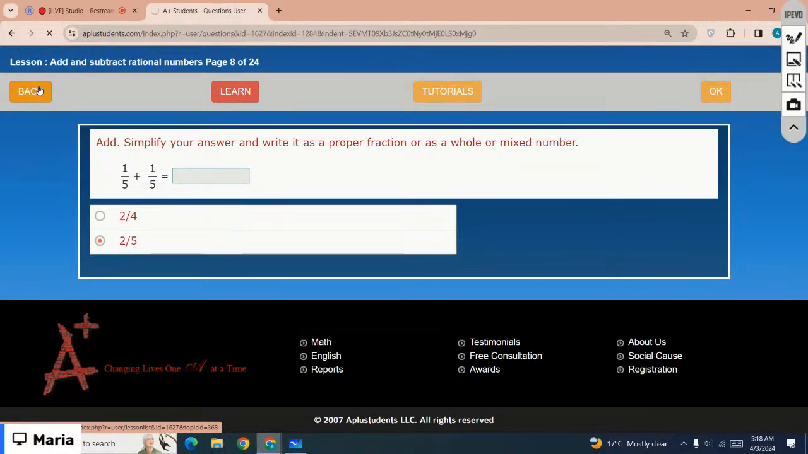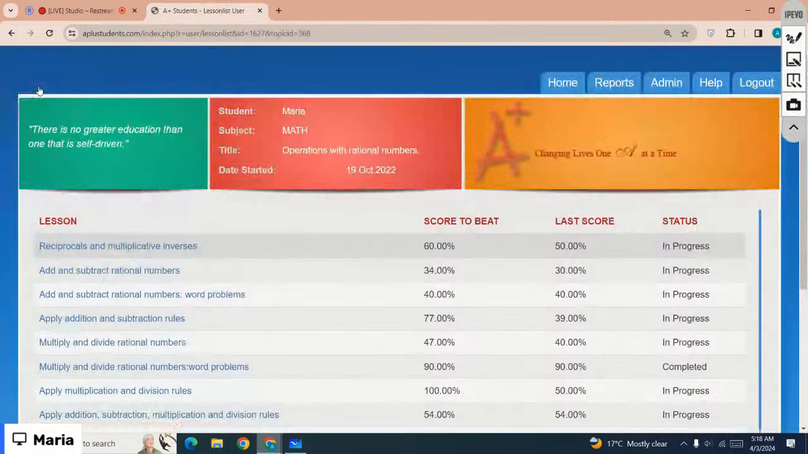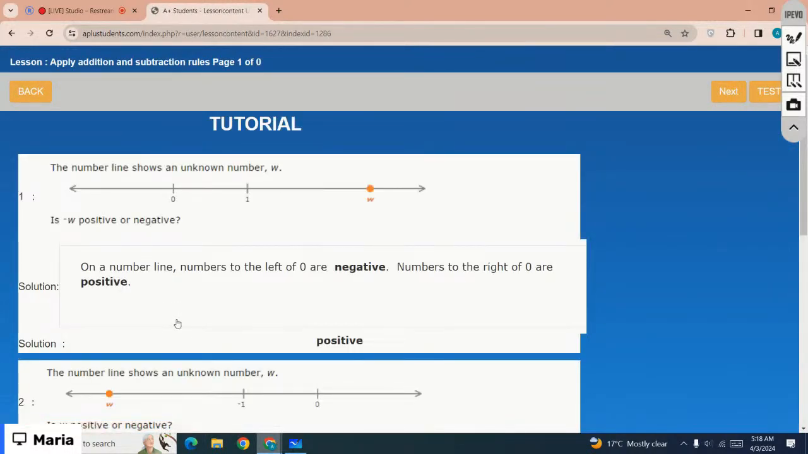The next lesson is add and subtract rational numbers, word problem. You can do the word problems on your own, right? Let's just start with the next lesson, that is apply addition and subtraction rules.